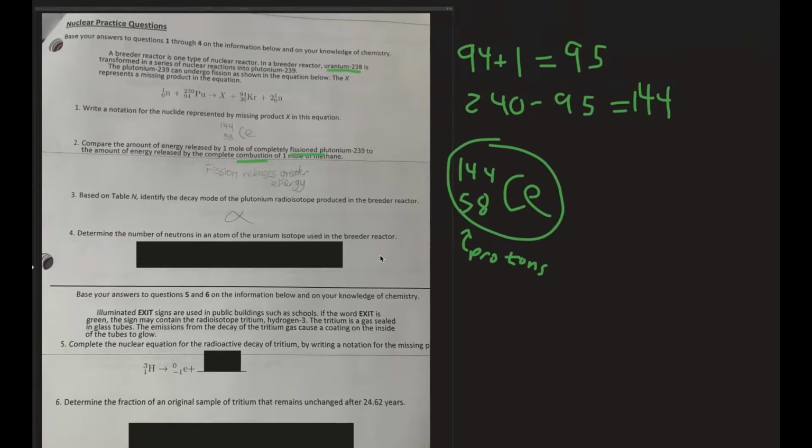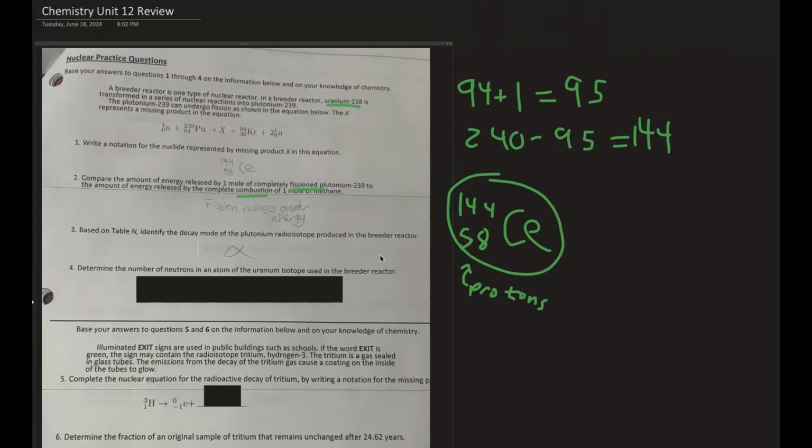That's the alpha symbol. All right, number 4, determine the number of neutrons in an atom of the uranium isotope used in the breeder reactor. All right, so if we write out uranium, and I should just use another color for this, uranium, it's 238 for its mass, and then it has 92 protons. Well, pretty straightforward. We just find the difference between mass and the protons, and we get the number of neutrons, which is 146. And so there we go.